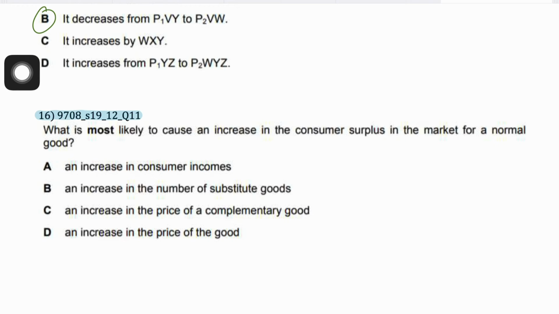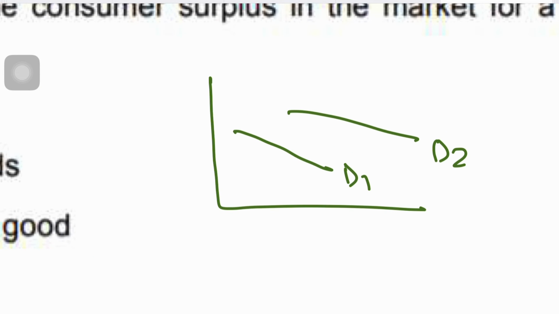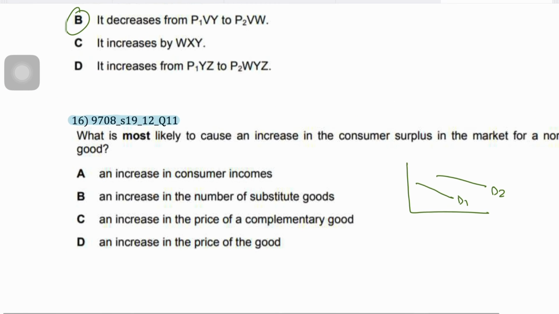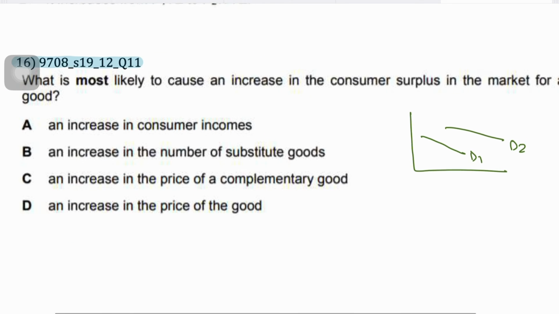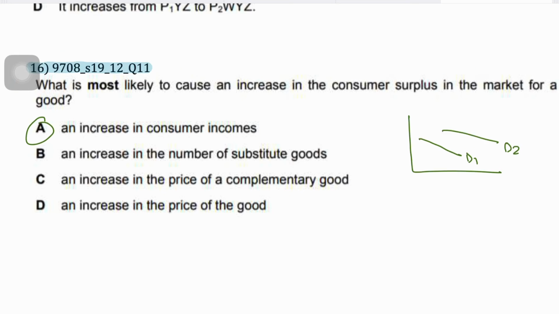So, for normal goods, the consumer surplus would definitely go up when there is an increase in consumer incomes, because it would cause an increase in demand and a shift in demand, and demand represents your willingness to pay. So when the demand curve shifts outwards, your willingness to pay goes up as well, right? And it would mean that your consumer surplus would go up because now you're willing to pay more.